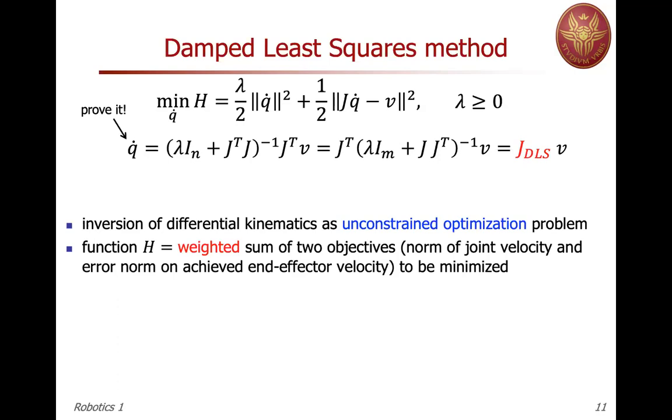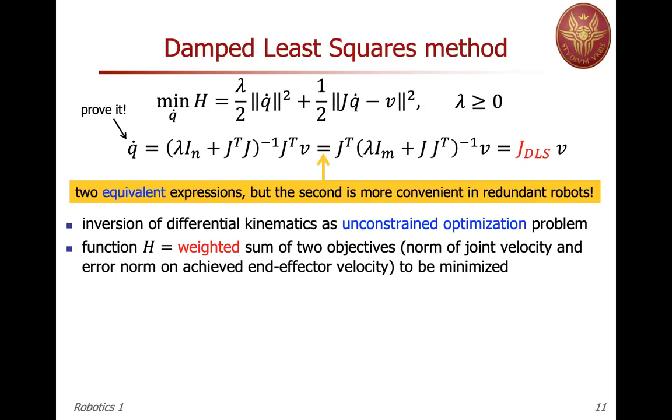That inversion, that matrix, lambda identity plus J transpose J, is always invertible. Why is that? Because lambda times the identity is a positive definite matrix, so invertible. J transpose J is a symmetric semi-positive matrix, always. So if you add a semi-positive to a positive definite matrix, you have a positive definite matrix, always, and a positive definite matrix can always be inverted, okay?